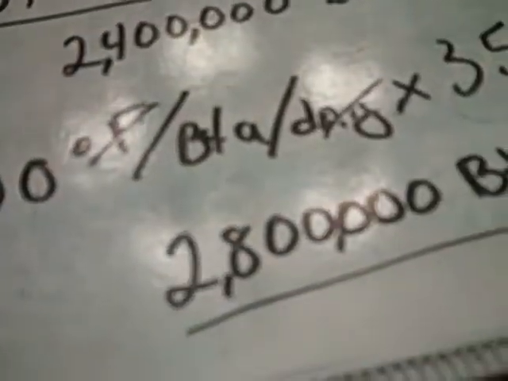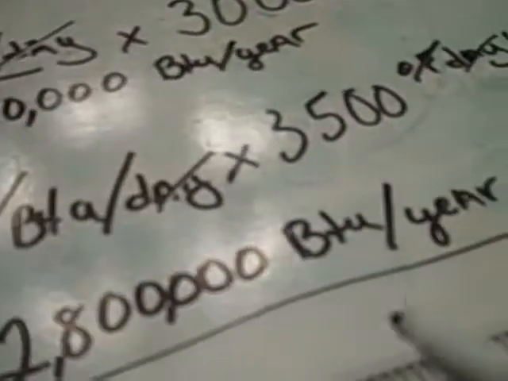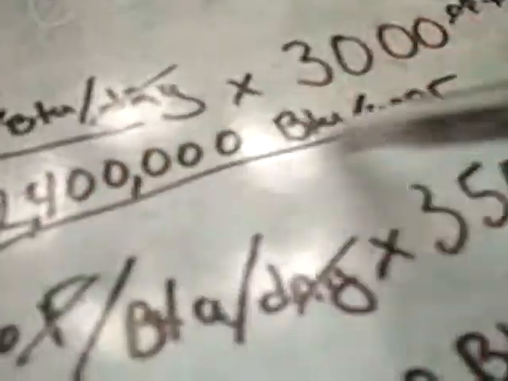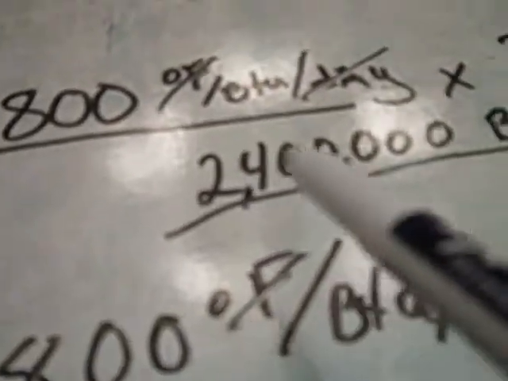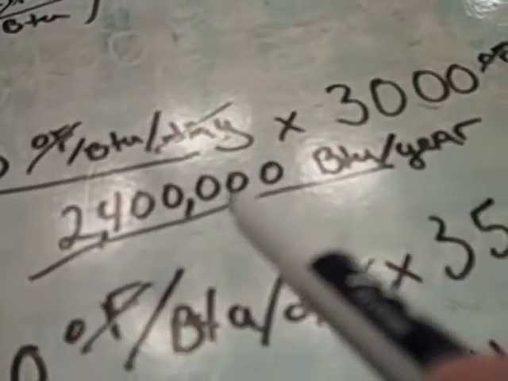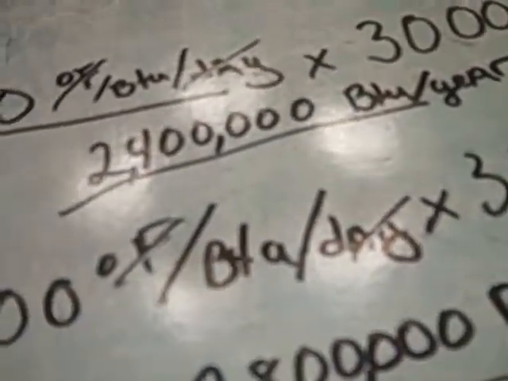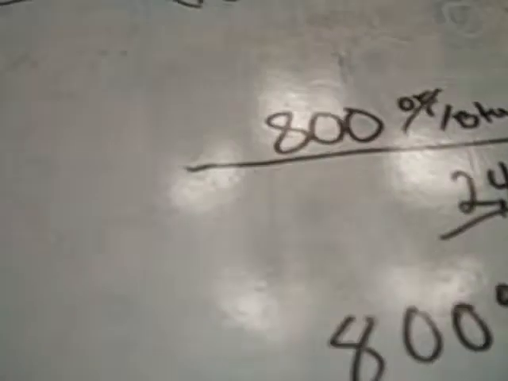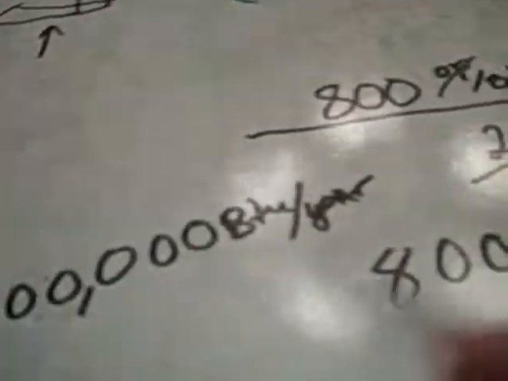For the final part of the question, I'm going to subtract my 2,800,000 BTUs per year minus my 2,400,000 BTUs per year, and I will get my answer in how much energy will be lost in the difference of changing just that climate and moving down a little bit, and I will get 400,000 BTUs per year difference between the 2 home locations.